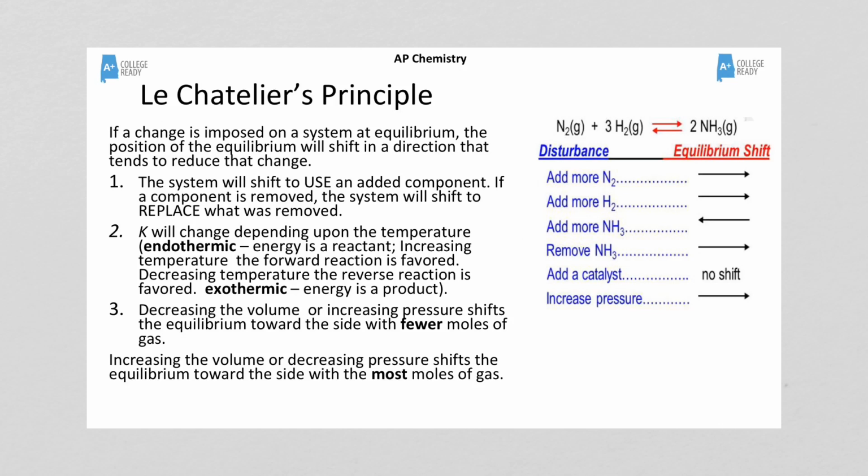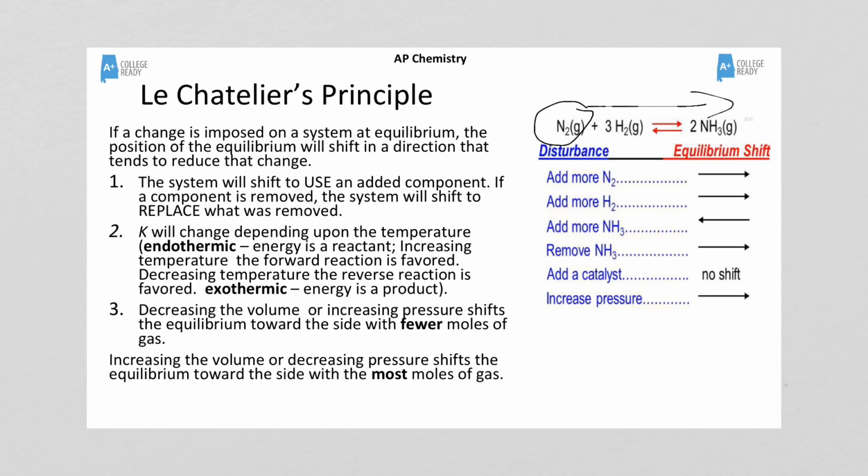Number one, let's say that we add a component. If you look at the example here, the first disturbance is we added more nitrogen. Well, if we add a reactant, the reaction will shift to use that. So that's why it's saying it will shift forward and go back to equilibrium. So again, that's mentioned here.